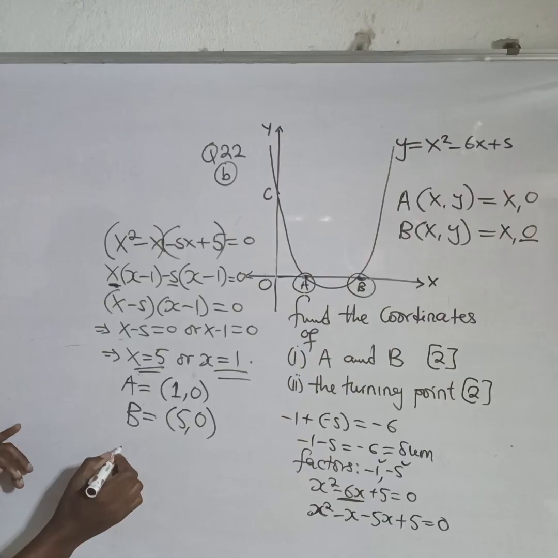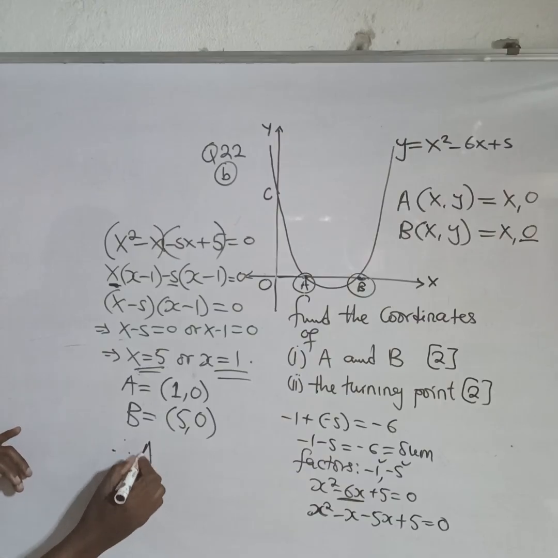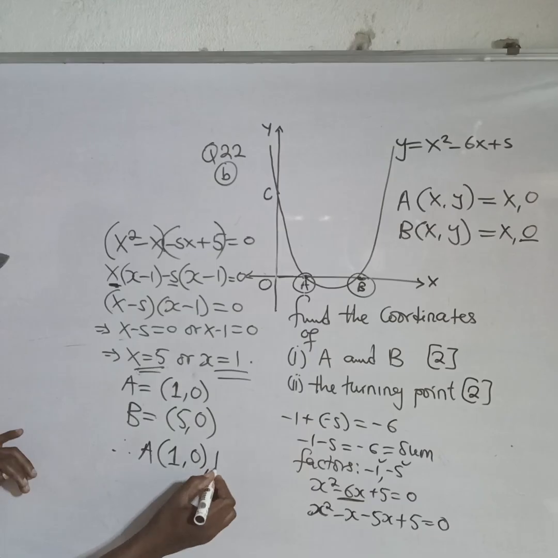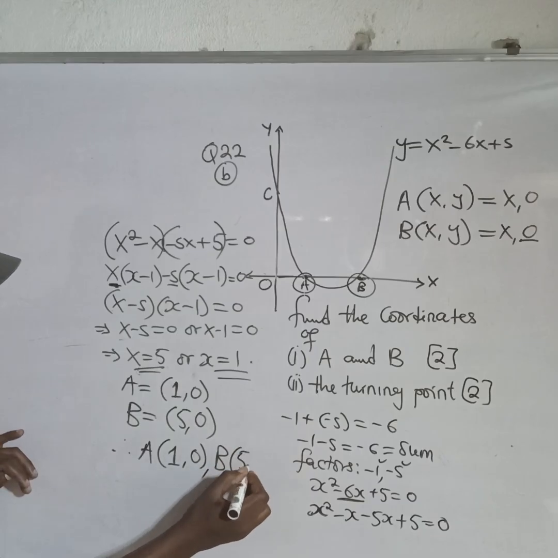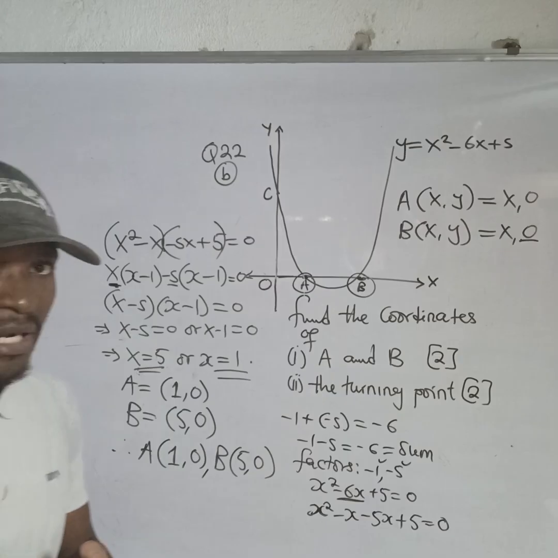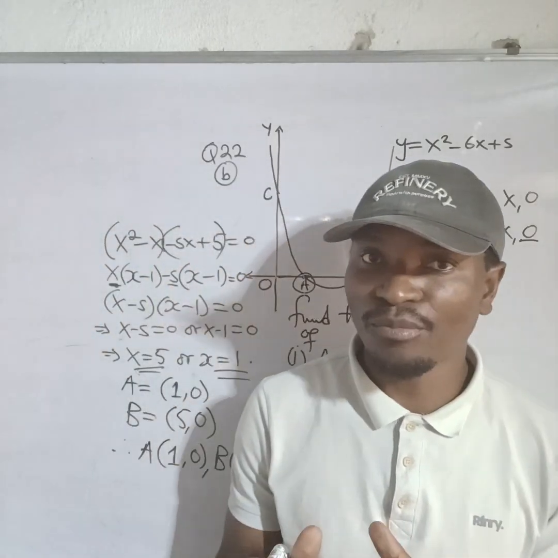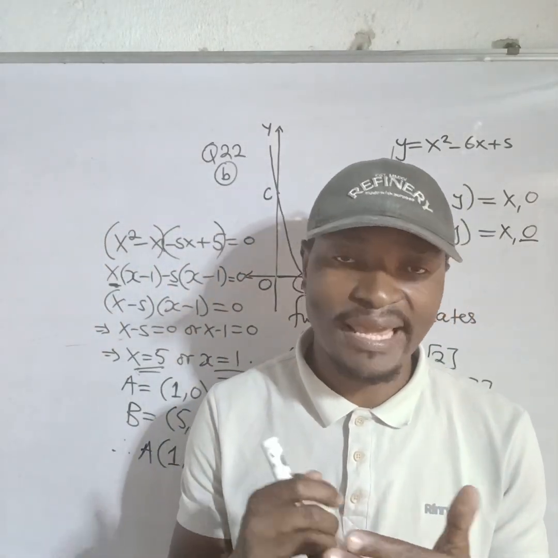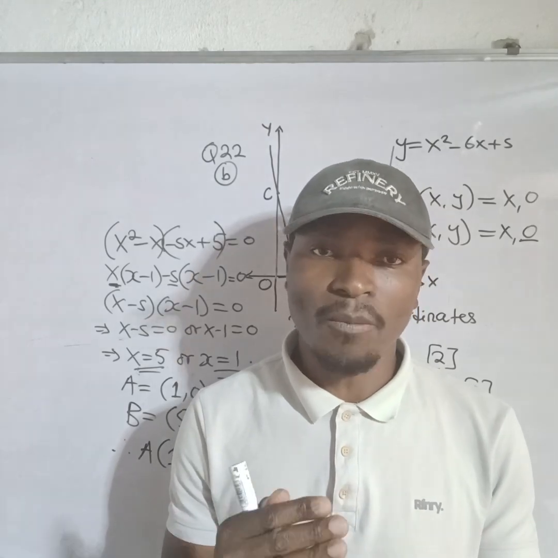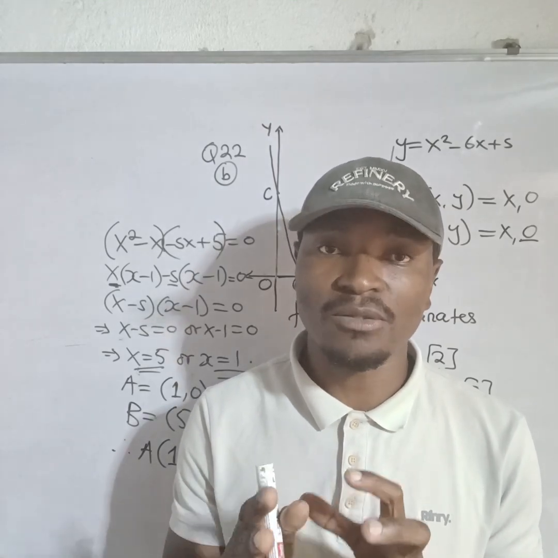So in the final sense, the coordinate of A is 1, 0, and the coordinate of B is 5, 0. So this is how we can find the coordinates of A and B. Use the factorization method. Mostly in paper 1, that's what works out.